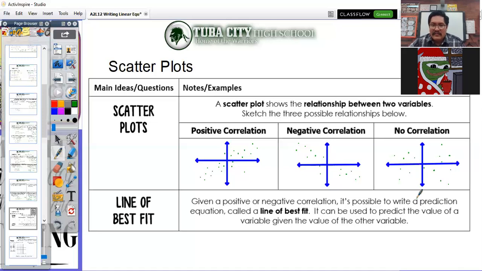So the points are just all over the place. And what you can do is draw a line of best fit. You can see that you can draw a line through these first two. If you had to draw a line through this, it'd be a lot harder because you just couldn't do it. And that's what you call a line of best fit.